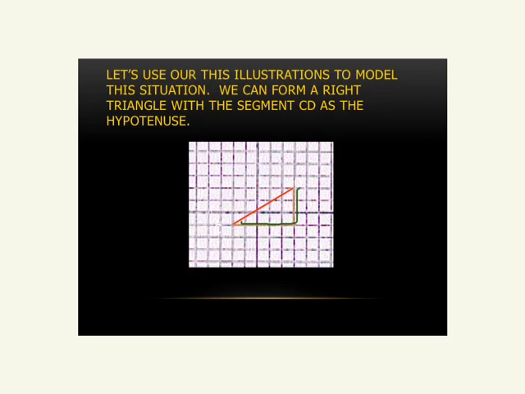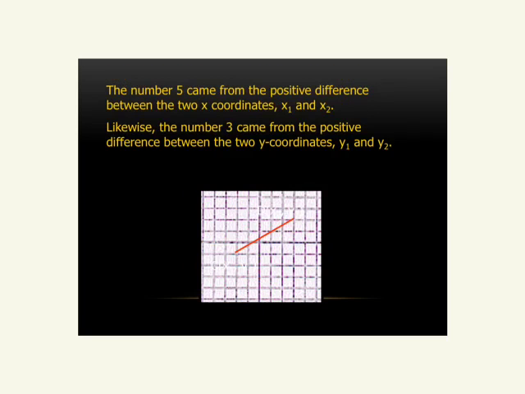We then can count the blocks. Vertically is 3, and horizontally is 1, 2, 3, 4, 5. So if we know that one leg is 3 and one leg is 5, couldn't we find the hypotenuse? And the length of the hypotenuse would also be the distance from one point to the next on a line. So as you can see, the number 5 that I found for one leg came from the difference in x values, and the 3, the vertical line, came from the difference in y values.